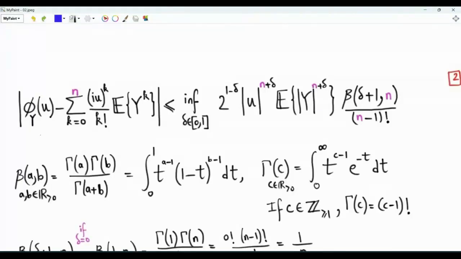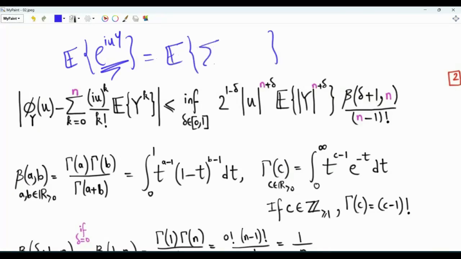We need the following inequality related to the characteristic function. Note that the characteristic function is expectation e to the iuy. We can write down this exponential using the Taylor series. This is expectation of, and the Taylor series is summation k from 0 to infinity, then we have iuy all to the power k divided by k factorial. So what do we have here? This is like this summation after applying the expectation, but we stop at n.